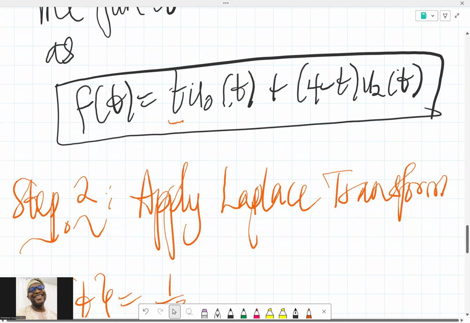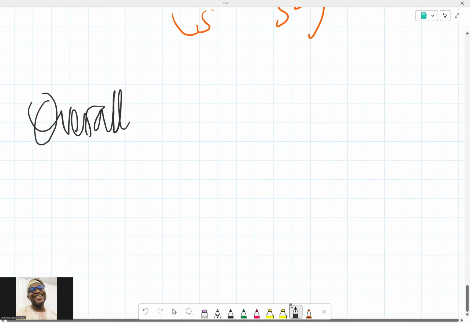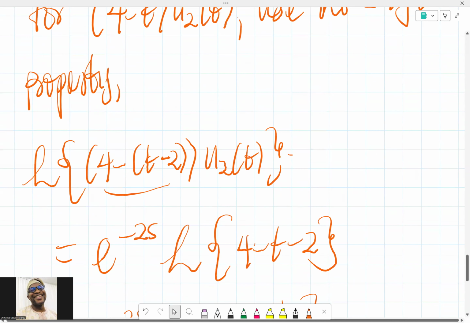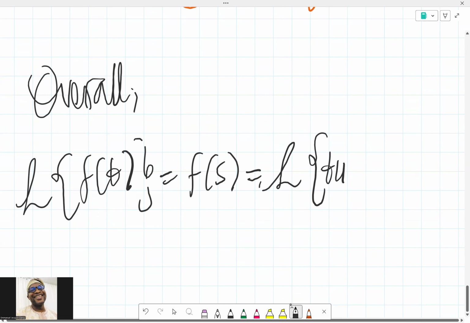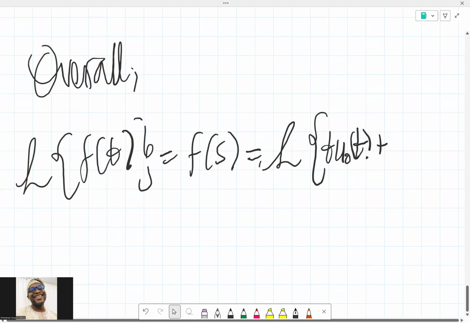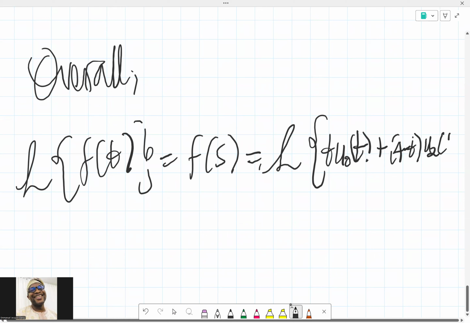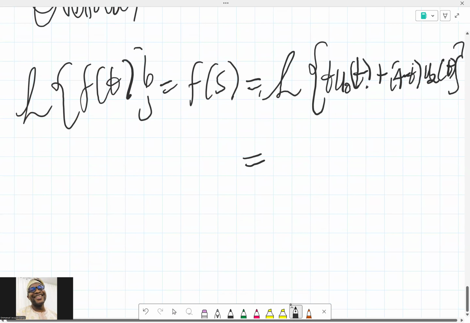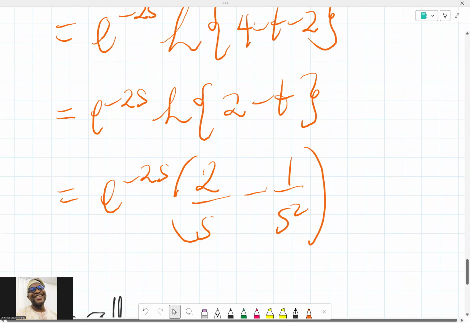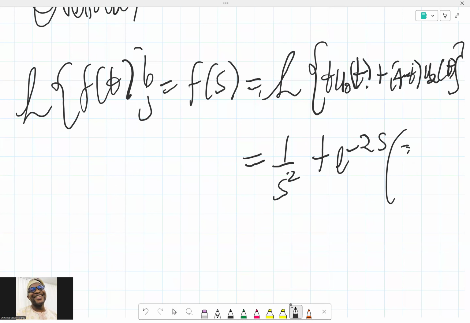So overall, the Laplace of f of t, which we can call F of s, is the Laplace of the overall thing, which is t u naught of t plus 4 minus t u2 of t. The shift here is 0 for the first term, so that's why we just take t directly. So this is simply 1 over s squared plus e raised to minus 2s into 2 over s minus 1 over s squared.